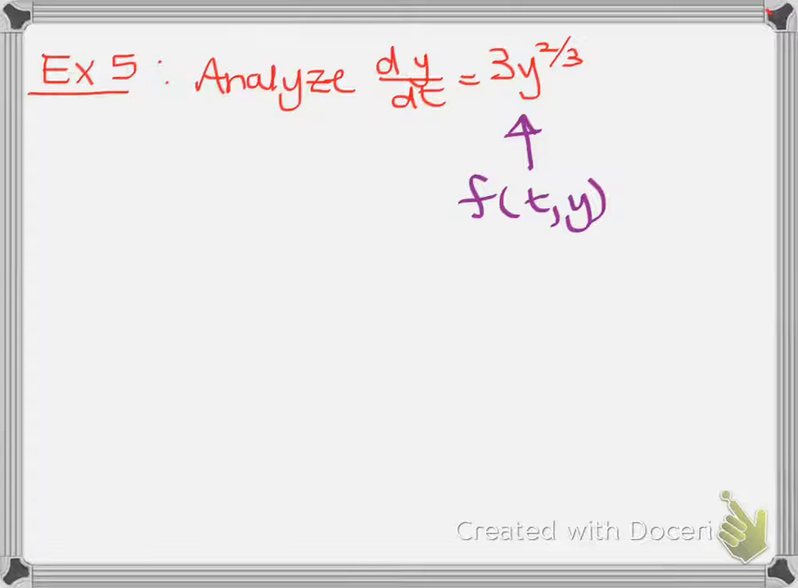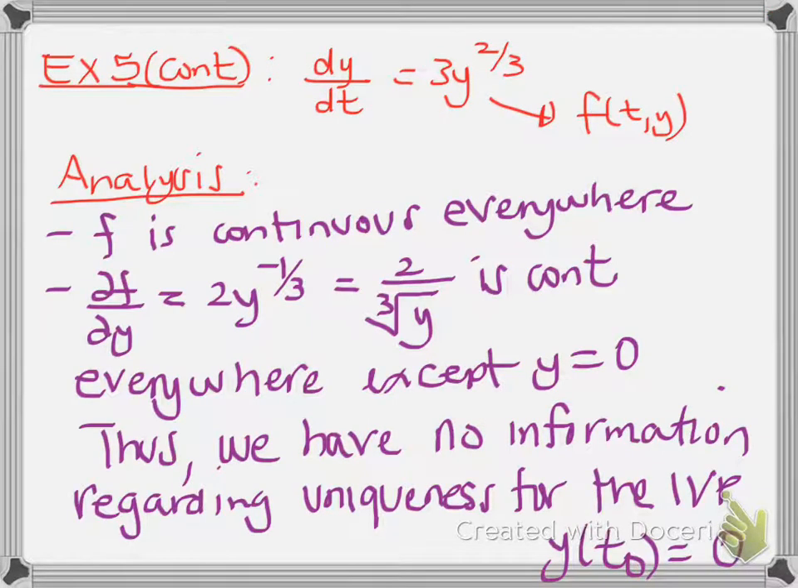Okay, so example 5: analyze dy over dt equal to 3y to the 2/3. I want you to take a few minutes and think about what you can say in regards to existence and uniqueness of this. So just pause the video and think about that before you go to the next slide.